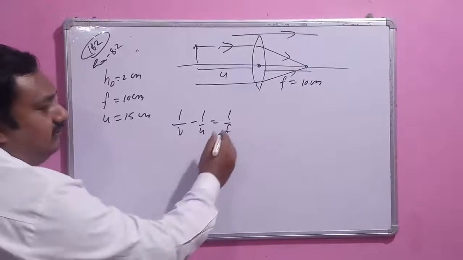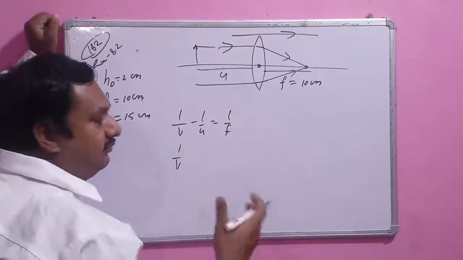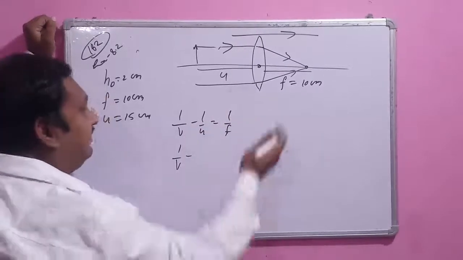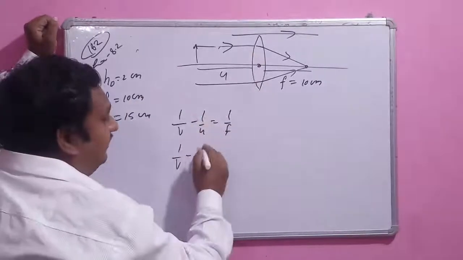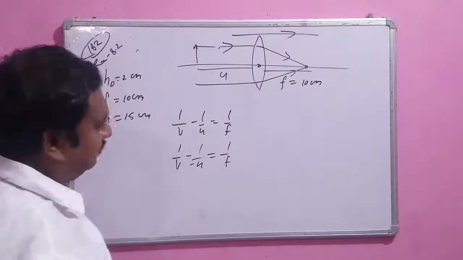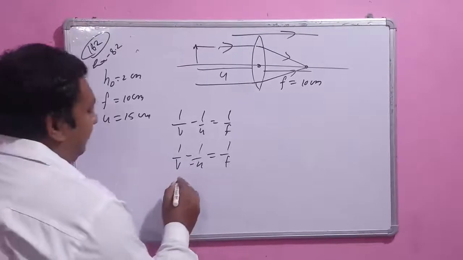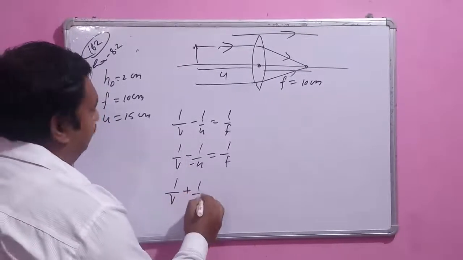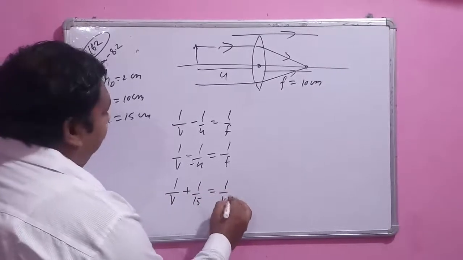Now assign the symbols. For 1 upon v, the quantity which has to be found, we will not assign any symbol. But u is negative. Why? It is at the left of the lens, opposite to the direction of the incident ray. So minus u, equal to, and f is positive. Okay, now our formula is ready to use.